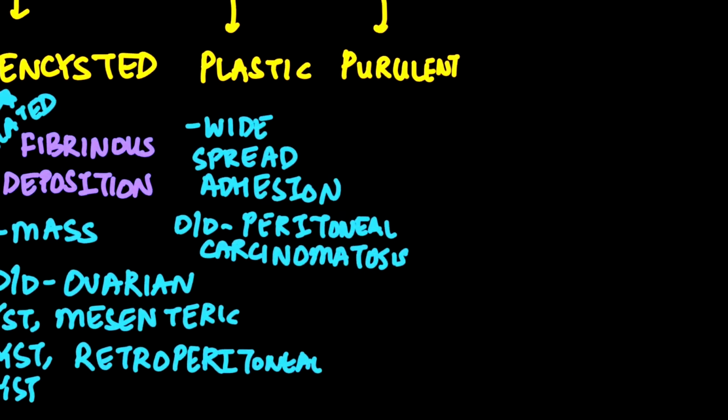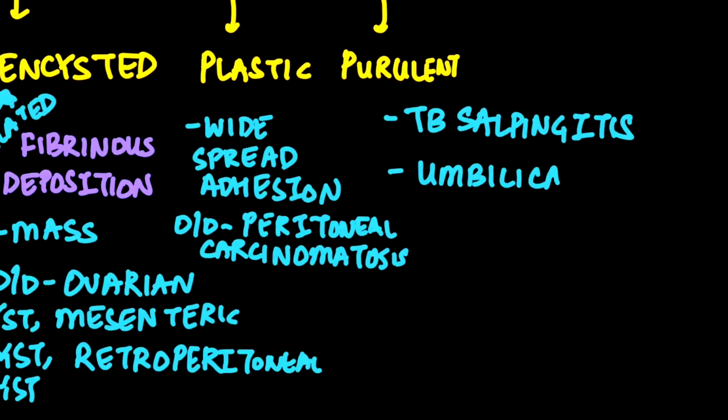Next, moving on to the purulent type. More often than not, this is due to TB salpingitis. So in this case, the patient may present with a mass in the lower abdomen, which is filled with pus, and the patients may also present with an umbilical fistula. This umbilical fistula is mainly due to this cold abscess which gets adherent to the abdominal wall and forms the fistula. Patients in this case usually have genitourinary tuberculosis.